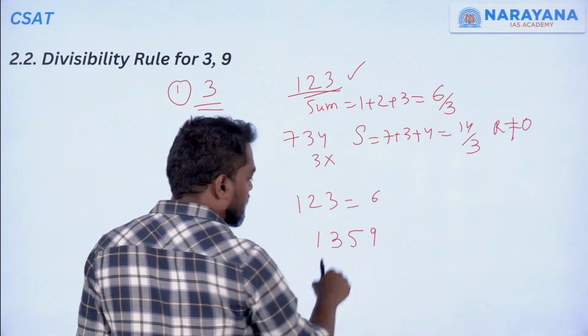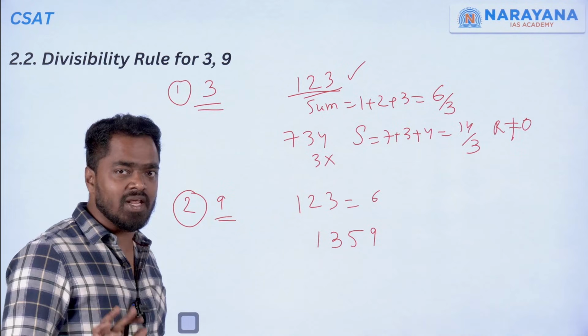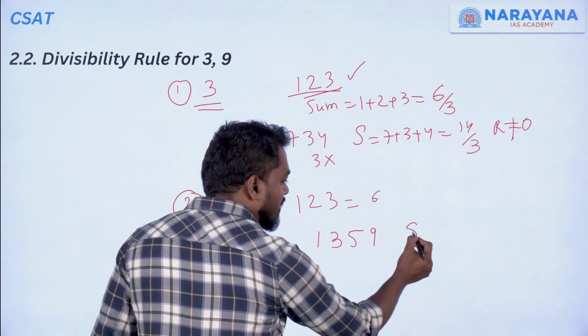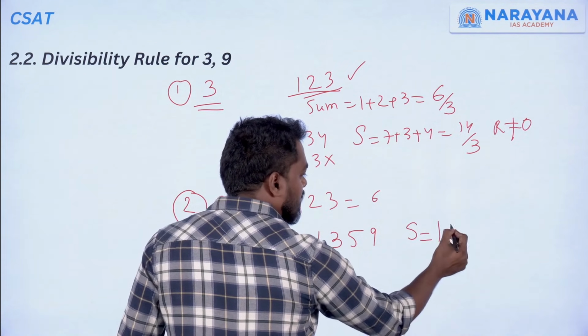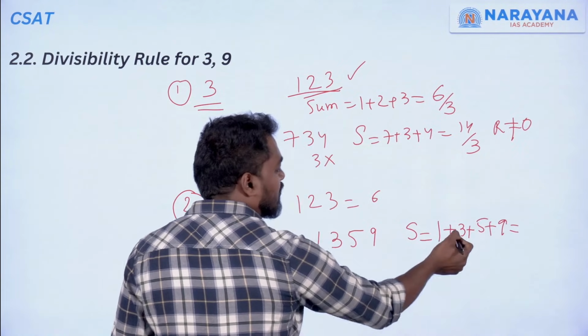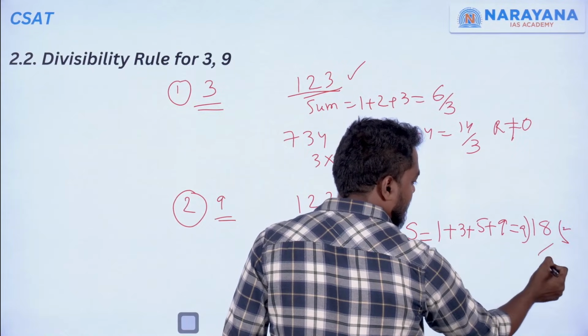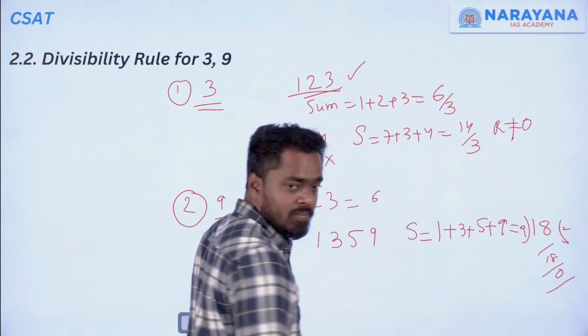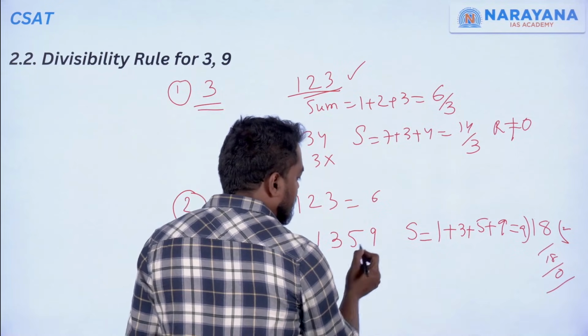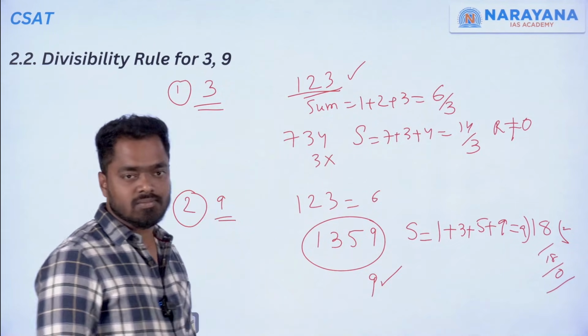If you take any number like 1359, you have to check whether that number is divisible by 9 or not. So what is the sum of all the digits? 1 plus 3 plus 5 plus 9: 1, 4, 9, 18. So 18 is divisible by 9. 9 twos are 18, the remainder is 0. So that means this number is divisible by 9.